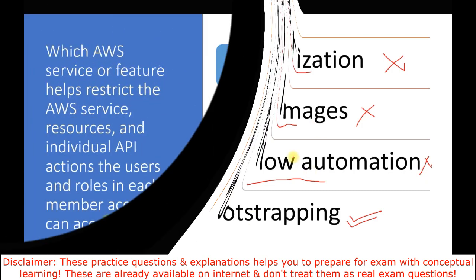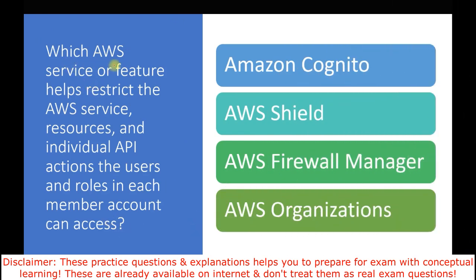Let's talk about the next question now. In this question, they are asking which AWS service or feature helps restrict the AWS service resources and individual API access that the users and roles in each member account can access. The options we have are Amazon Cognito, AWS Shield, AWS Firewall Manager, and AWS Organizations.